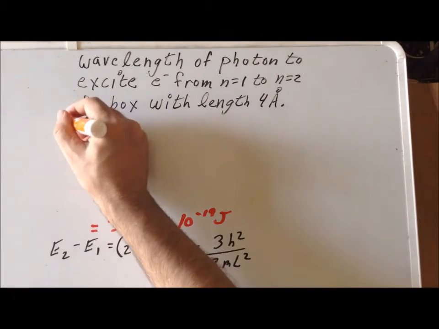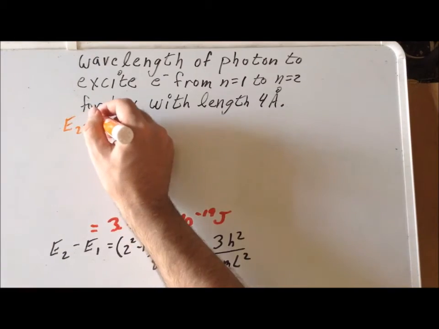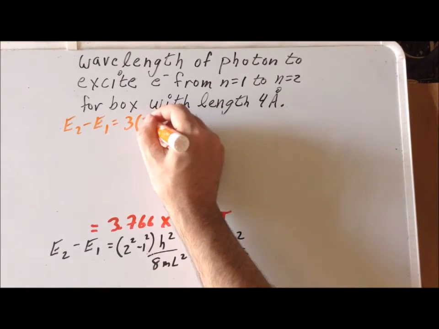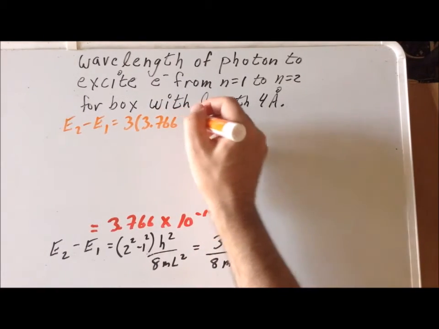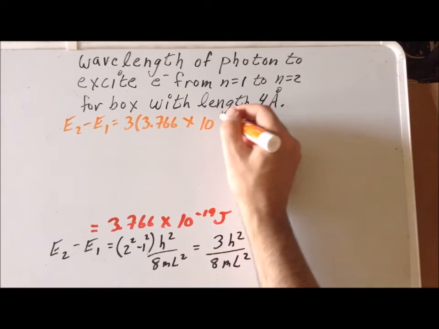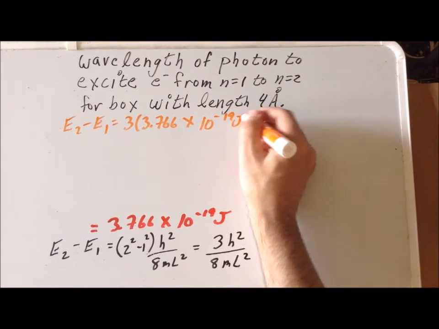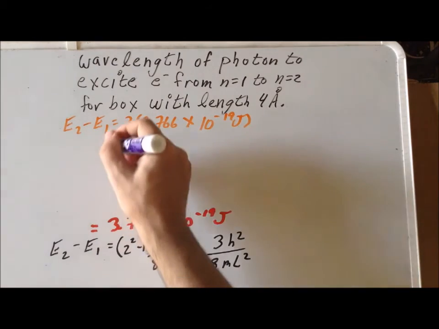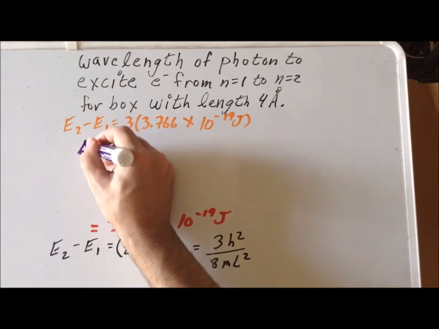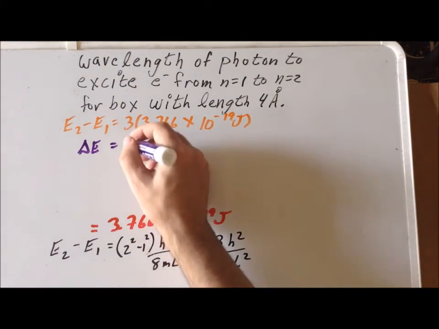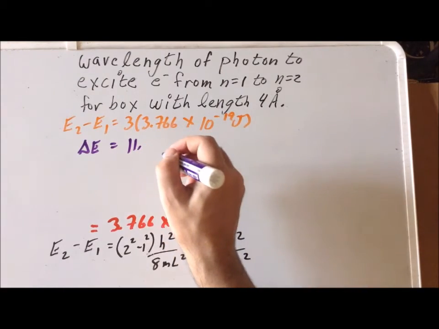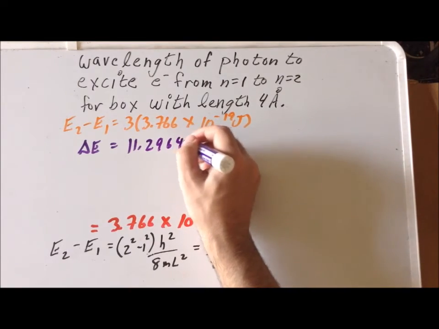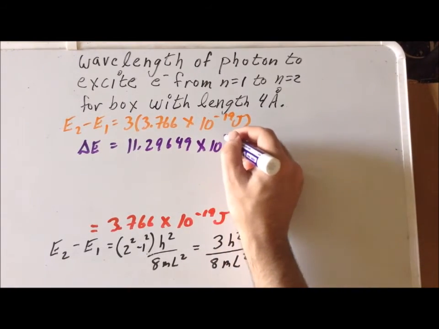So this energy difference, E2 minus E1, is equal to 3 times 3.766 times 10 to the minus 19 joules. So computing that, we get that this change in energy is equal to 11.29649 times 10 to the minus 19 joules.